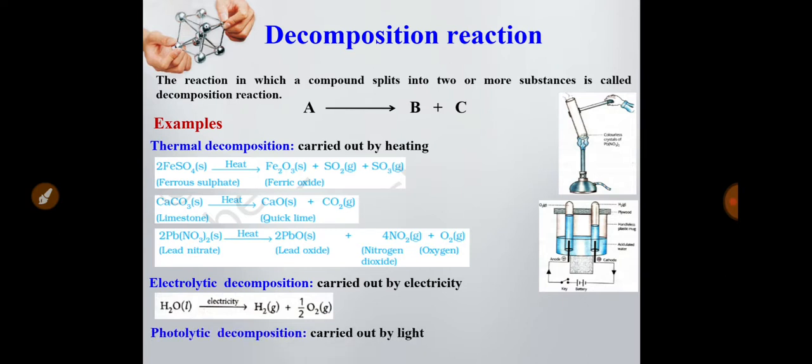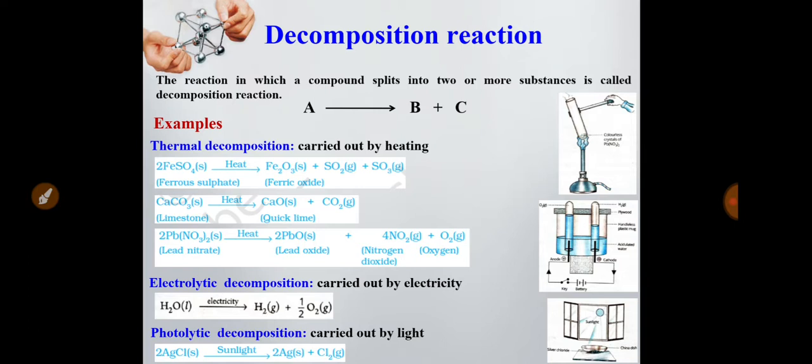And the third type of decomposition process is photolytic decomposition. It is the decomposition process carried out by light. It may be sunlight or another light source. And the example is when silver chloride or silver bromide salt is kept in sunlight, it decomposes to silver and chlorine gas, or if silver bromide is taken, it decomposes to silver and bromine gas. And this is the experimental procedure.